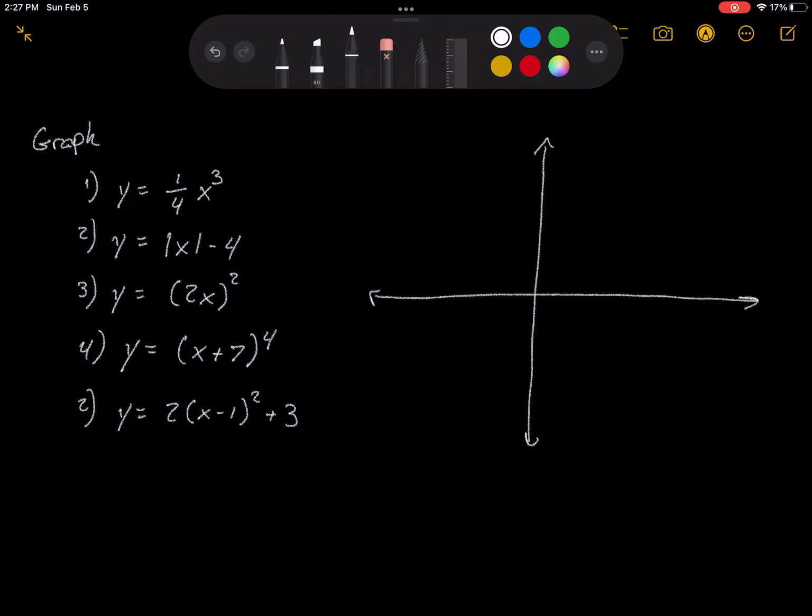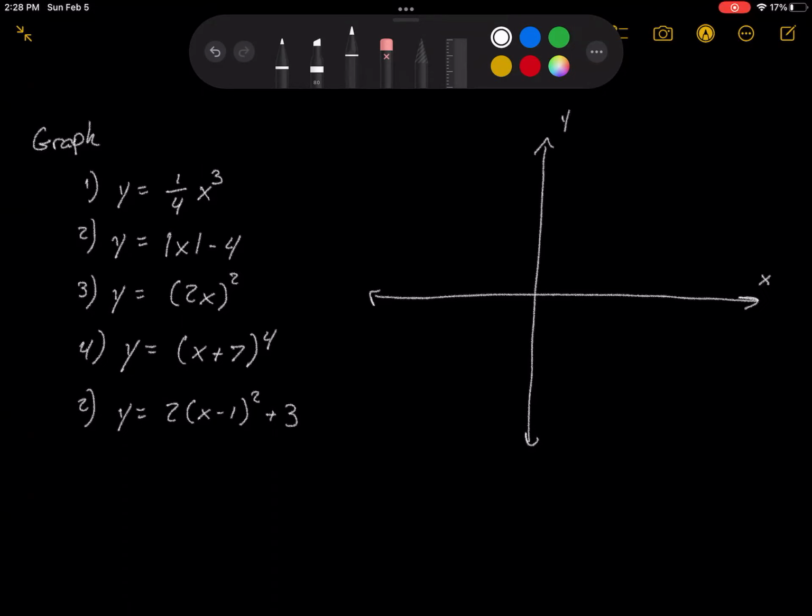These aren't going to be exact graphs, but what's important here is that you get the idea of what the movements do. What does multiplying a function by a number do if that number is bigger than one or smaller than one? What does adding or subtracting a number do to the shape, just to get a general idea of what the function is going to look like. So we won't be plotting specific points here, just the rough idea of what each graph is going to do.